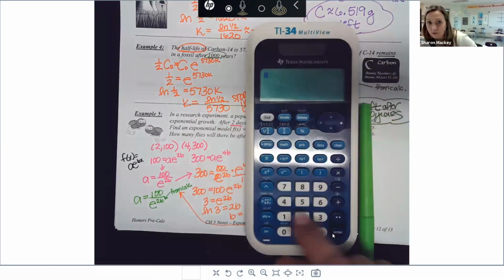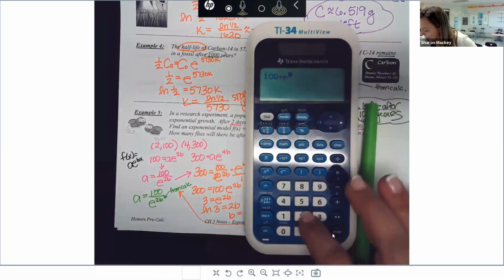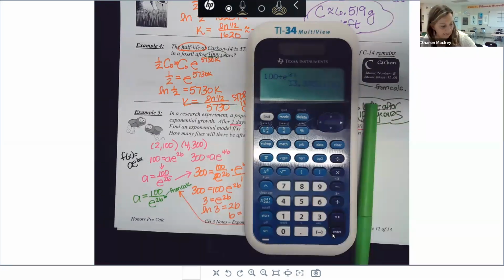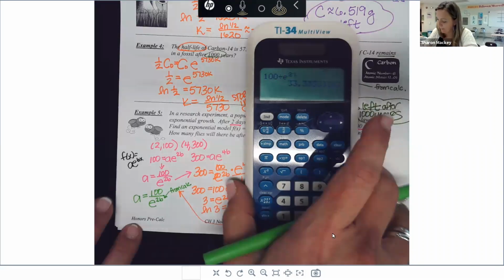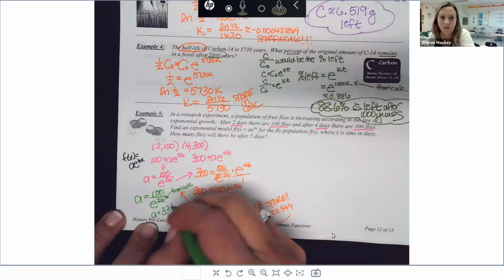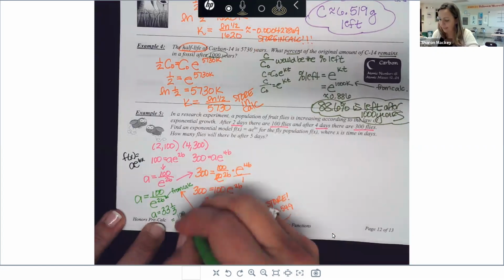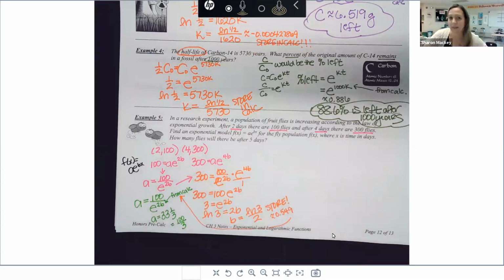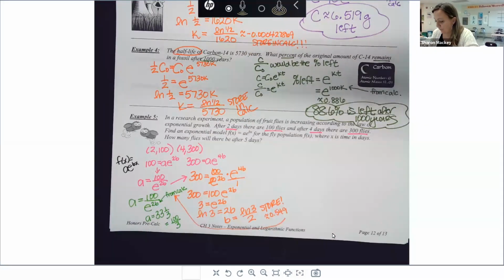So let's take 100 divided by e to the 2x. And look, we have 33.3 repeating. And so I know that 0.3 repeating is like 1/3. So a is 33 1/3. I usually like improper fractions. I know that's why I can't teach middle school. So I would say that a is 100/3, or you could write 33 1/3. I guess it's fine.